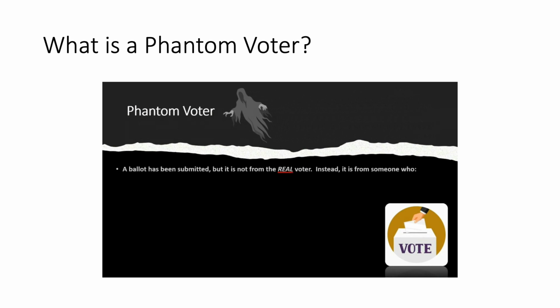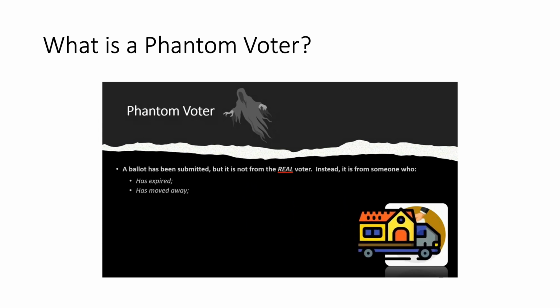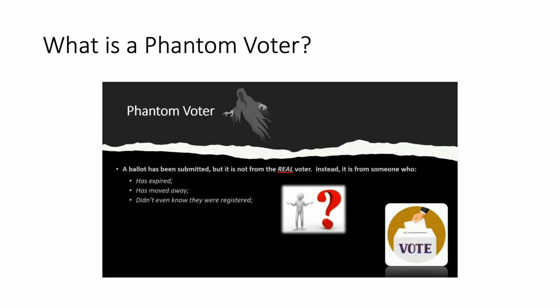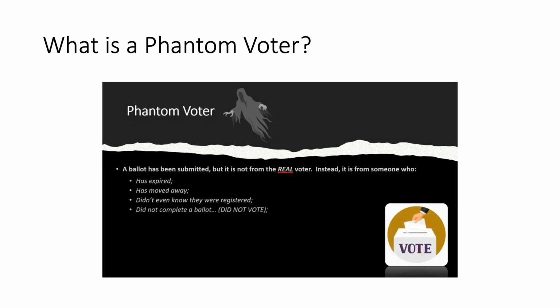What is a phantom voter? A phantom voter is a situation where a ballot has been submitted, but it is not from the real voter. Instead, it is from someone who has expired, or someone who's moved away, or someone who didn't even know they were registered, or someone who didn't complete a ballot. They didn't even vote, yet we have a ballot from them.